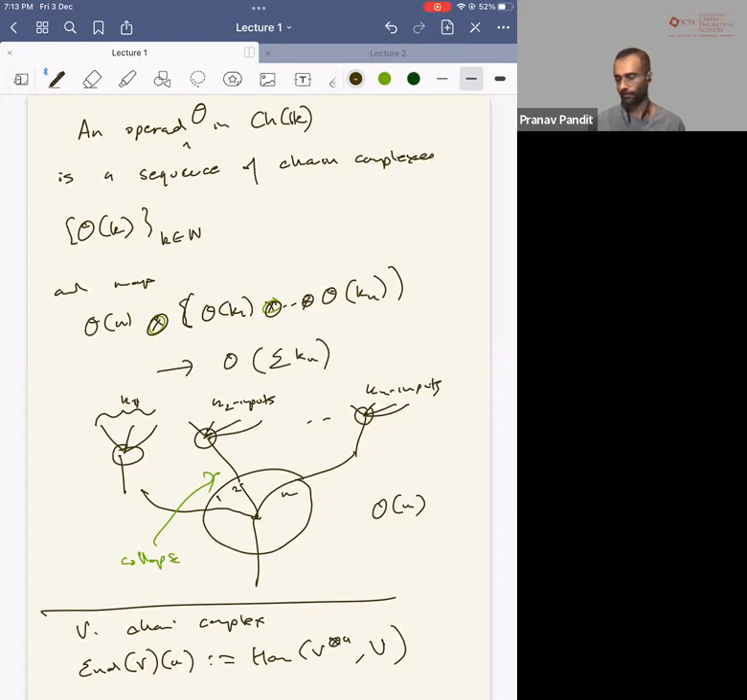I see. So the particular example you gave was the operad O, the singular chain complexes over E1 of K. And so if we have a loop space, its singular chain complex would be an example of an algebra over this operad in chain complexes. Okay. That's right. That's right. Thank you. Now I follow.